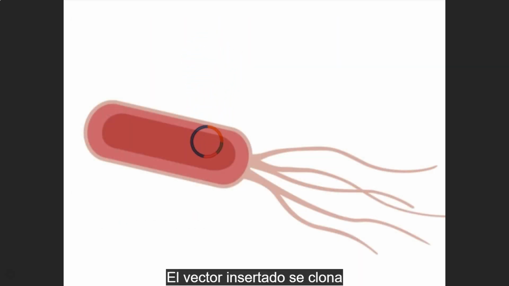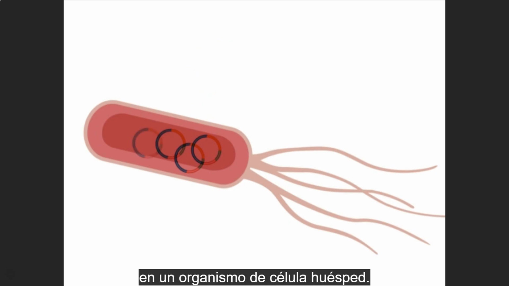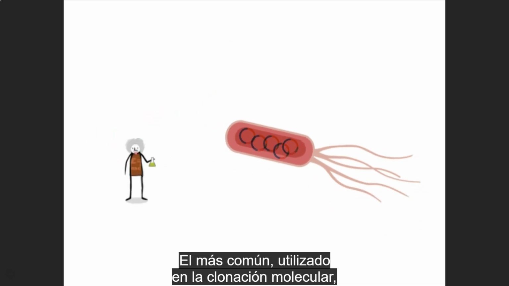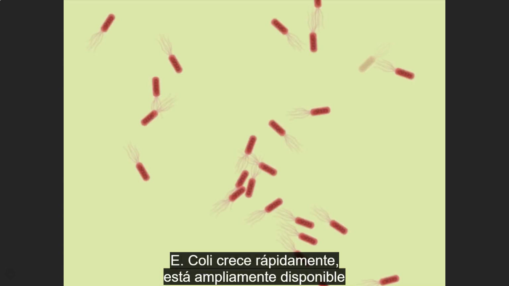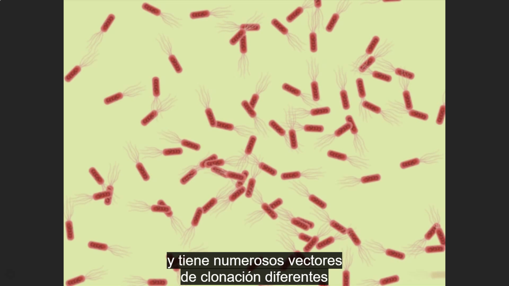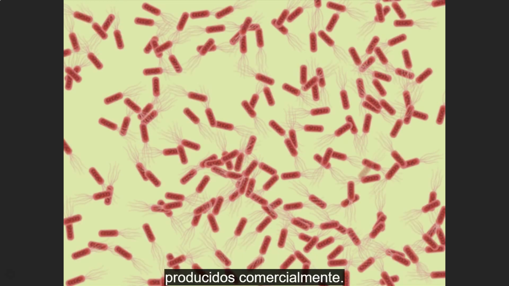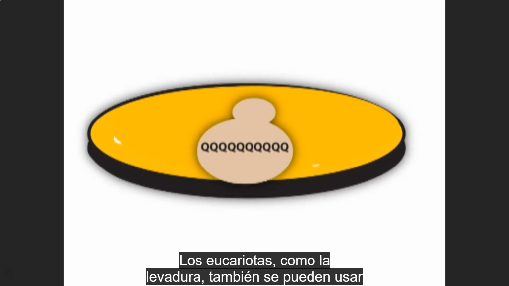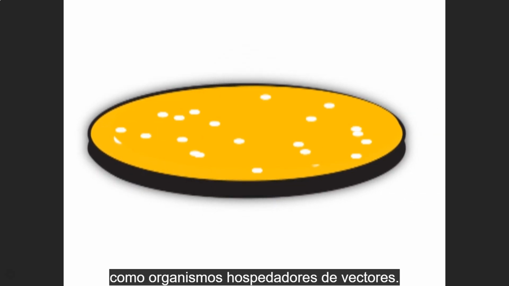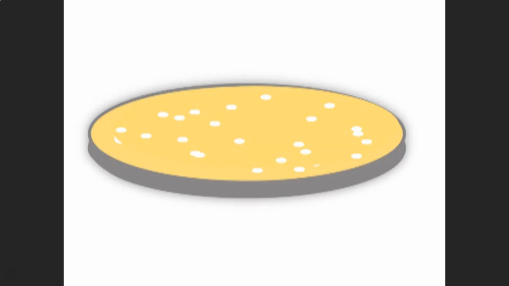The insert and vector are cloned into a host cell organism. The most common used in molecular cloning is E. coli. E. coli grows rapidly, is widely available, and has numerous different cloning vectors commercially produced. Eukaryotes, like yeast, can also be used as host organisms for vectors.